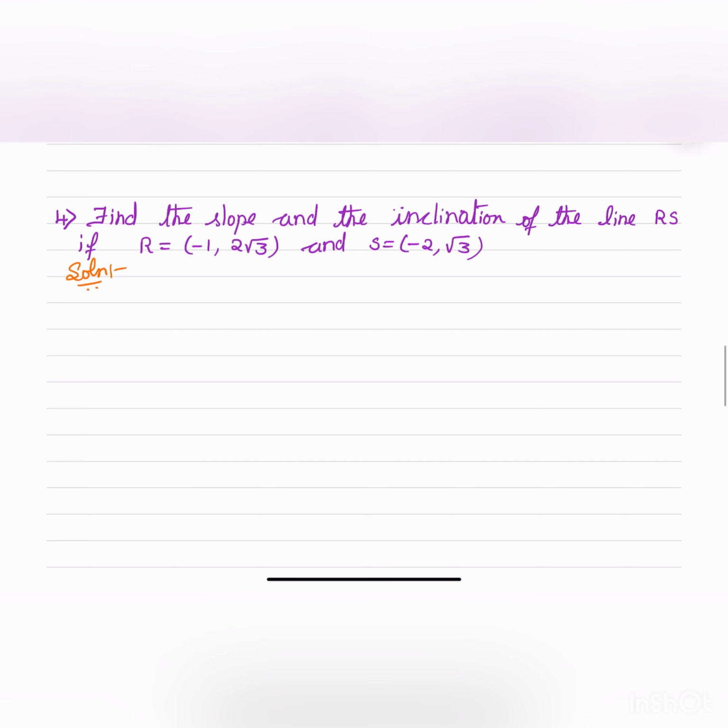Find the slope and the inclination of the line RS if R is equal to (1, -1, 2√3) and S is equal to (-2, √3). We have to find out both the slope and the inclination. Slope is as usual m = (y2 - y1)/(x2 - x1).